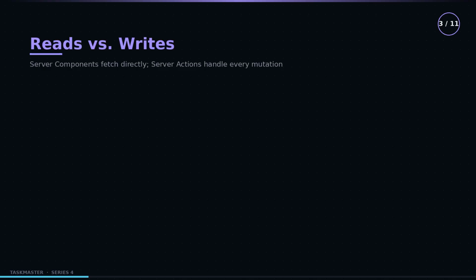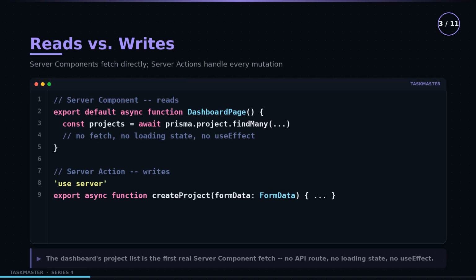Server components for reads, server actions for writes. The dashboard's project list is the first real use of a server component fetching from Prisma directly. No API route, no client-side loading state, no useEffect. It runs on the server, on every request, and streams HTML straight to the browser already populated. Creating, editing, and deleting stay server actions, the same shape Video 8 established for sign-up and login.